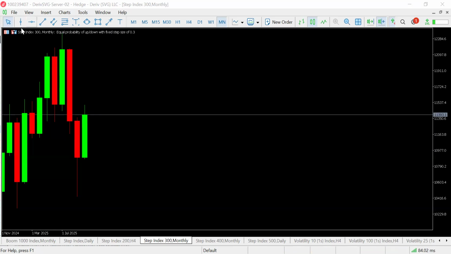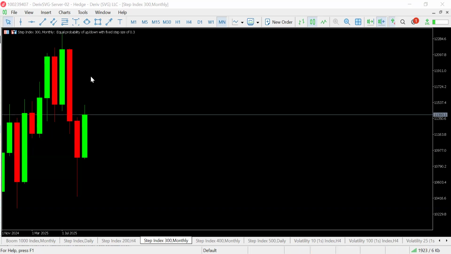First, we'll start off with Step Index 300. As you all know, I do my top-down analysis using a pure price action trading strategy, combining support and resistance, trend line, as well as the Fibonacci retracement tool. So we're currently on the monthly time frame looking at Step Index 300.